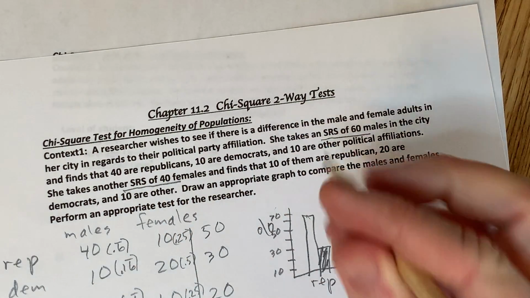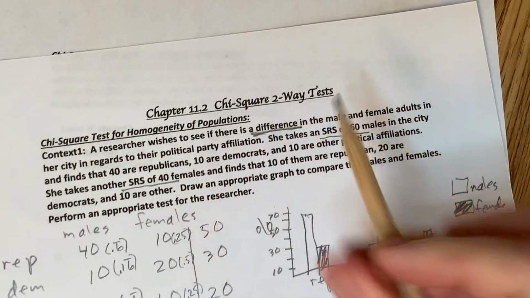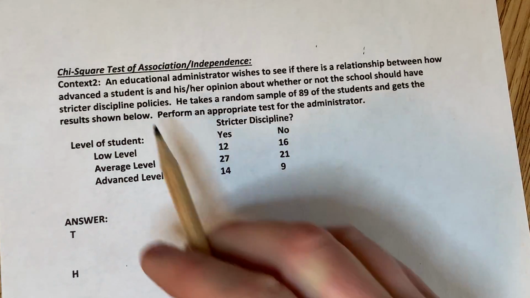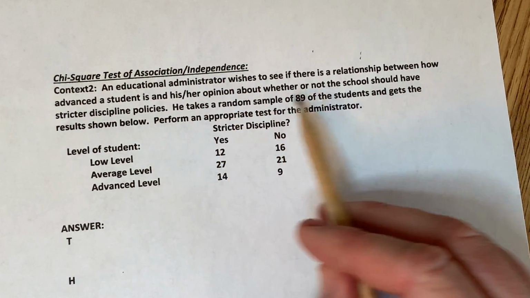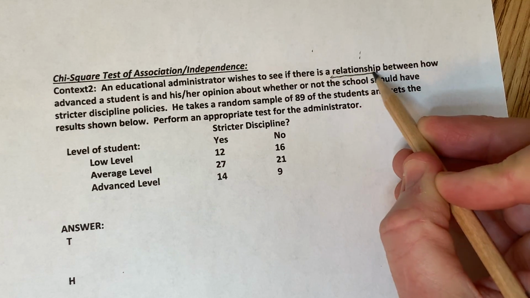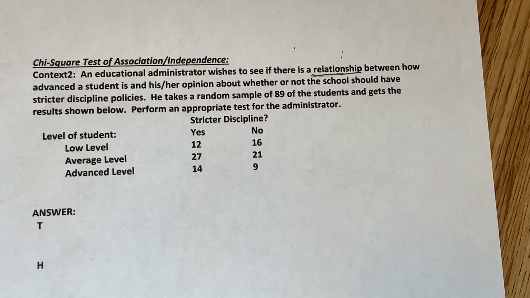But yeah, is there a difference? That's the key word to look for if it's homogeneity. But in the test of association and independence, it's going to say, is there an association? Is there independence? Or is there a relationship? That would be sort of a giveaway word. And the fact that there's one sample, two variables.